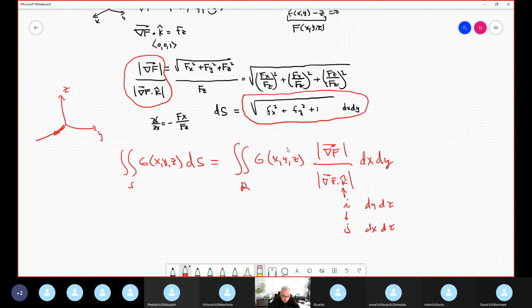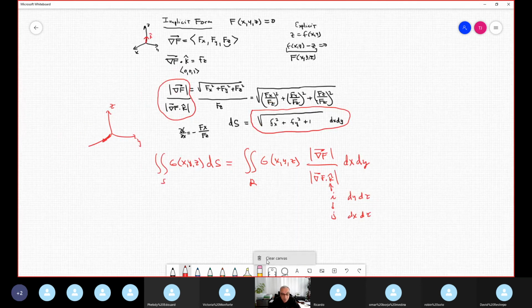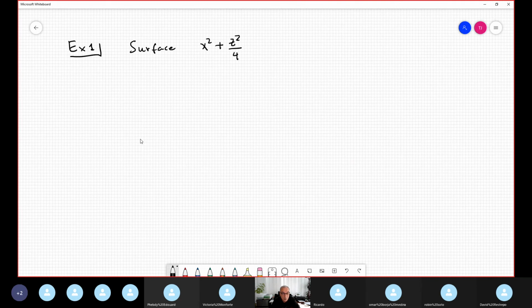I bring, in the time we have, at least one example. Let me copy here one example. Example one. Easy. Example one always is easy. I try to make it easy, or try to find an easy one. In example one, we have a surface. The surface is represented in that way: x squared plus z squared over 4 equals 1.